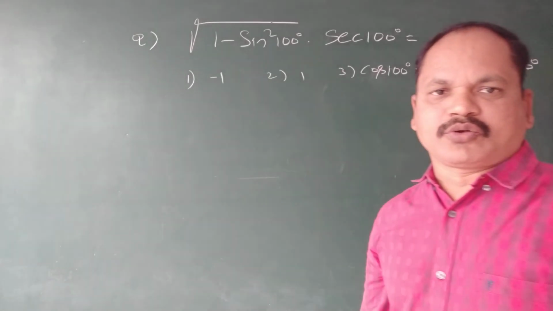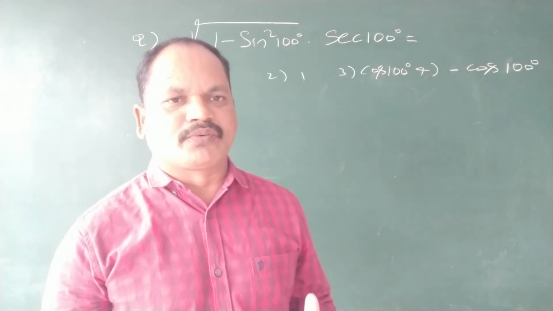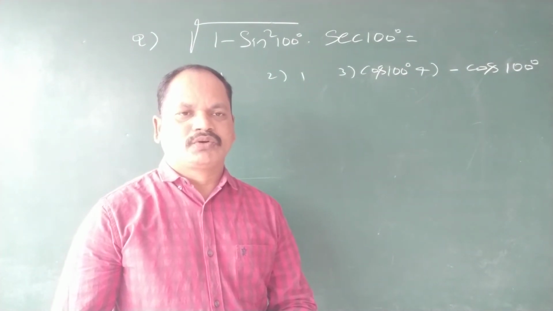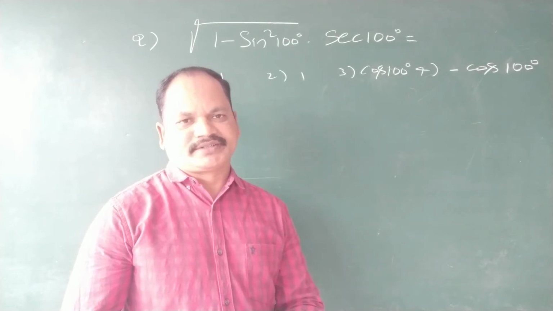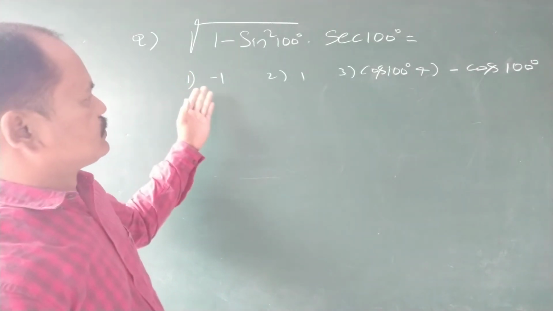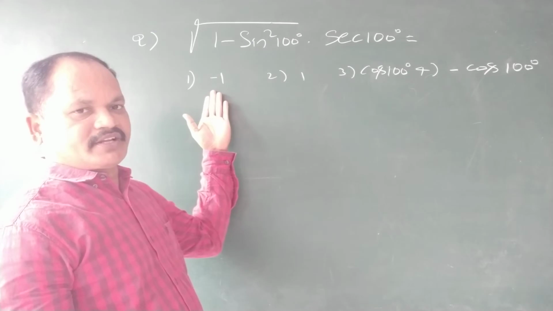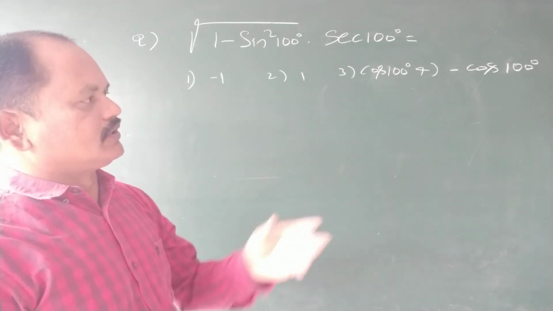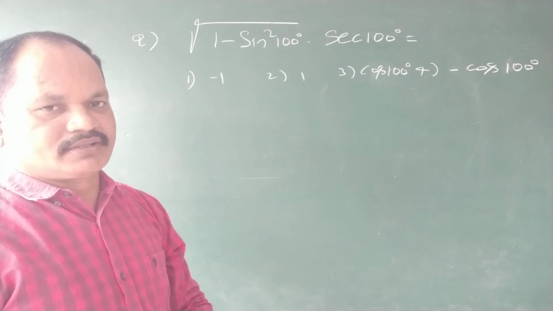Now observe the question, that is square root of 1 minus sine square 100 degrees into secant 100 degrees. The options: first option minus 1, second option 1, third option cos 100 and fourth option minus cos 100. Now solution for this question.